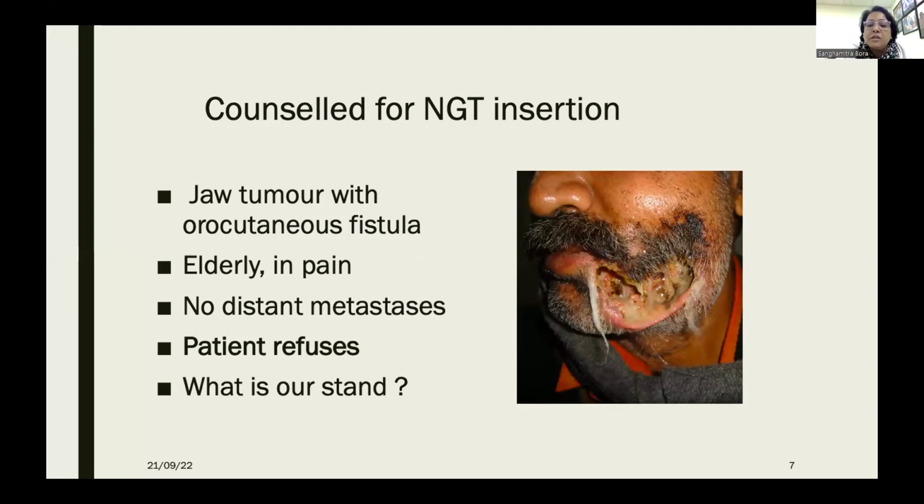So this is an example of a patient. He has a jaw tumor, and you can see there is an orocutaneous fistula, and he is an elderly person in severe pain. There is no distant metastasis as of now, and we have decided to treat this patient, as the cancer seems to be in a treatable condition, or so to say, convert the condition from acute to a chronic kind of disease, if not a total cure. Now, for this reason, we need to put in an NG tube so that we are able to start with our treatment. Okay, the patient is refusing this NG tube insertion.